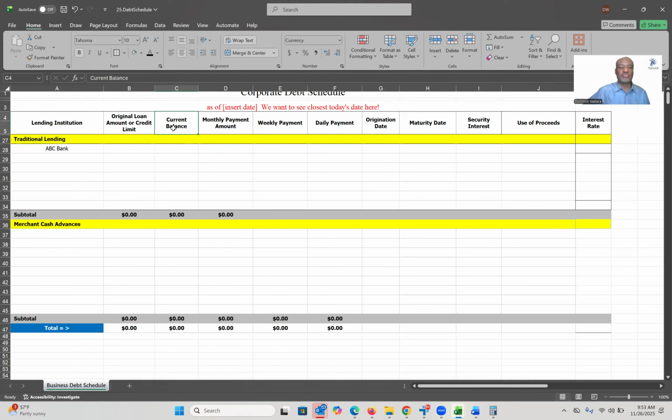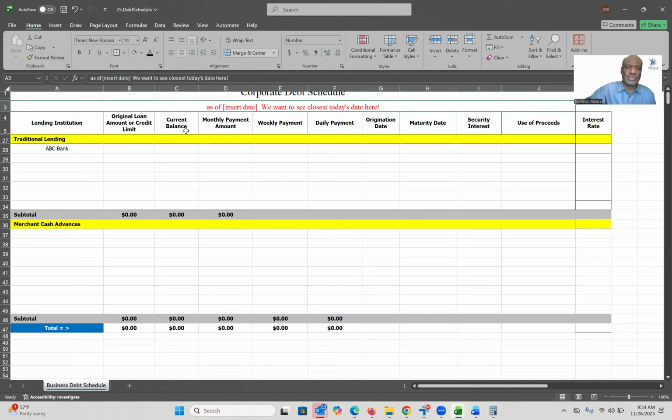The current balance is how much you currently owe as of the date. As I'm saying here, we want the closest to today's date. As I'm taping this, the date is November 26, 2025. Well, what if you don't have the full balance, and the balance is as of, we'll call it, October 31st of 2025? Then that's what you want to put as the date here versus the other date.